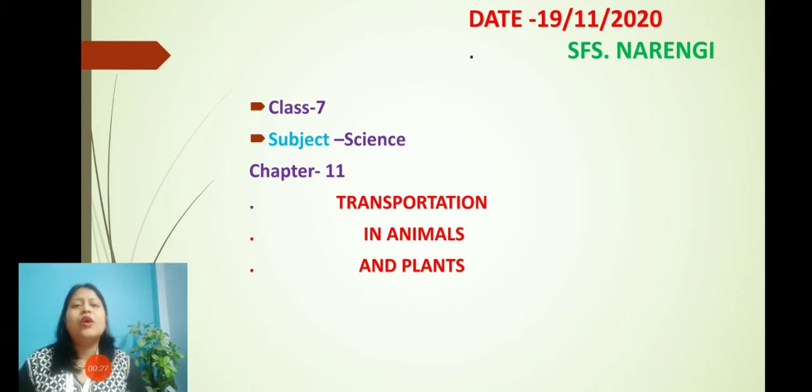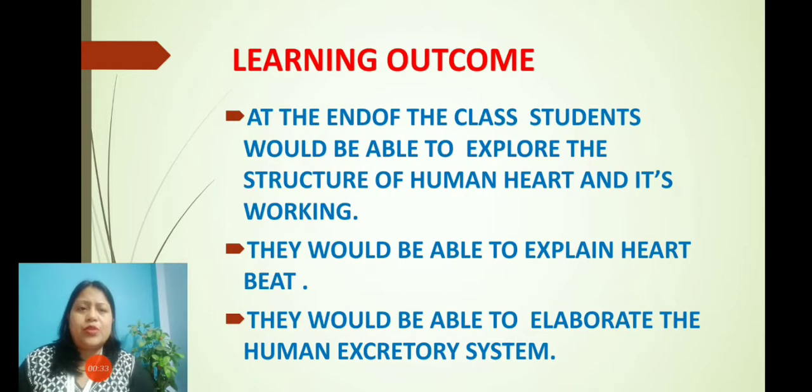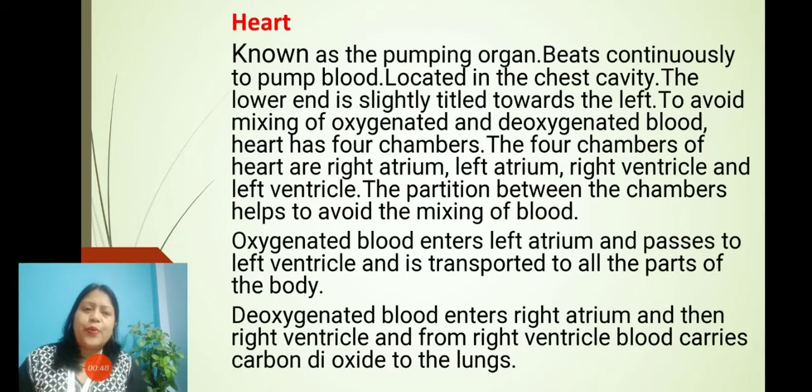Before we get into the discussion, let us look at the learning outcomes once. At the end of the class, students would be able to explore the structure of the human heart and its working. They would be able to explain heartbeat. They would be able to elaborate the human excretory system. So let's start with the heart, the most important organ of the circulatory system.